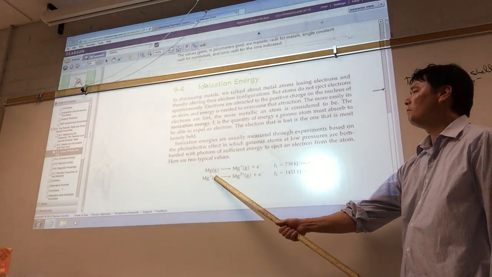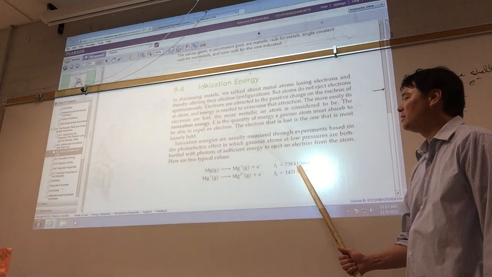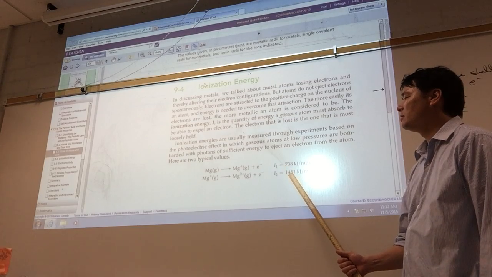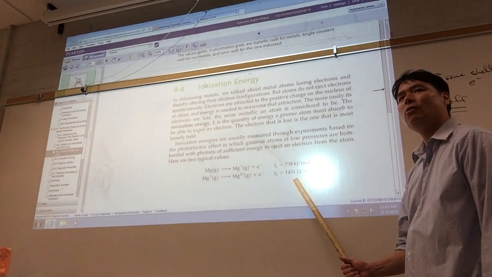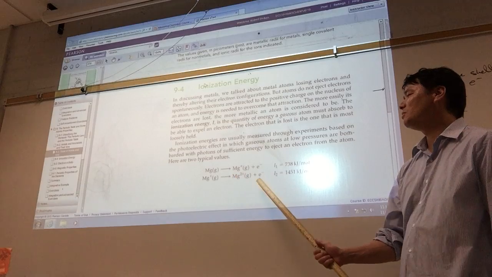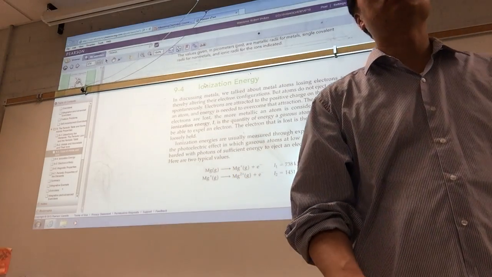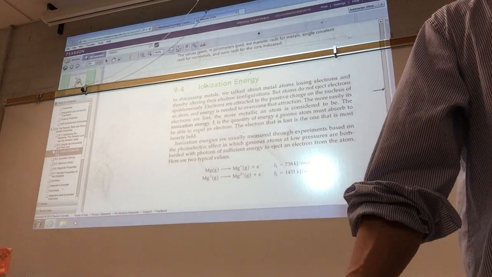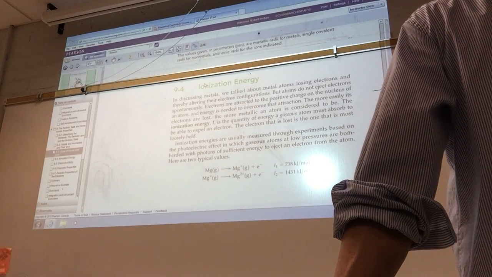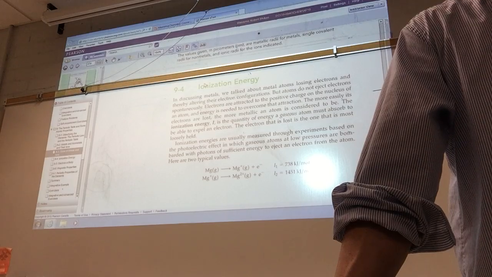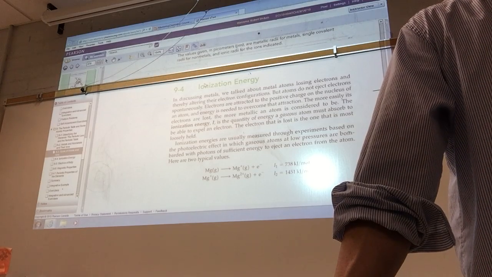In fact, to form magnesium 2 plus, you have to add these according to Hess's law. And so this is about 15, that's 17, so this is going to be about 2,200 kilojoules per mole to form magnesium 2 plus from magnesium. And 2,200 kilojoules is a lot. That would take UV light to knock an electron off magnesium, not visible. So why would magnesium react?